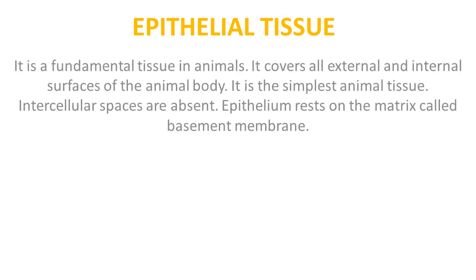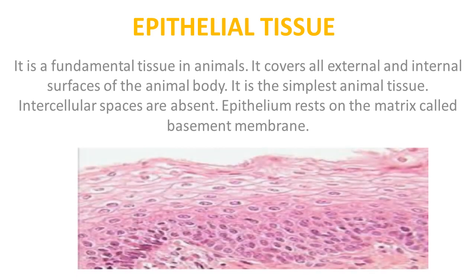Epithelial tissue is known as fundamental tissue in animals because it covers all external and internal surfaces of the body. It is also known as the simplest animal tissue. When you observe this tissue under the microscope, the cells are compactly arranged. You can see the image of the epithelial tissue here. The cells are compactly arranged and no intercellular spaces can be seen.